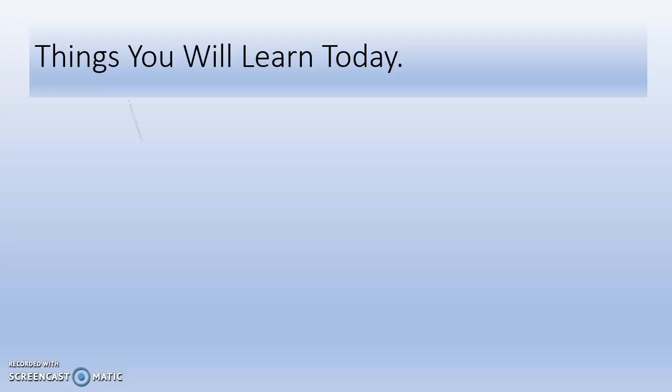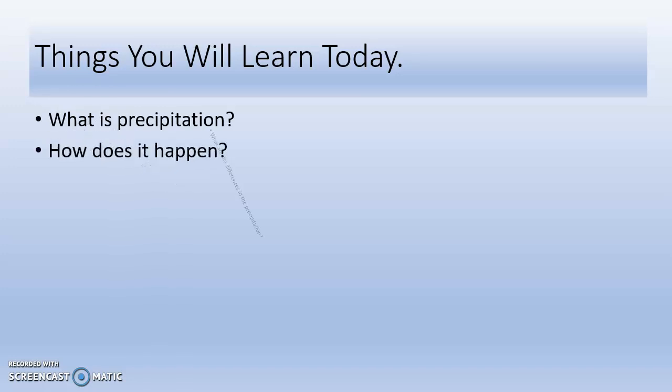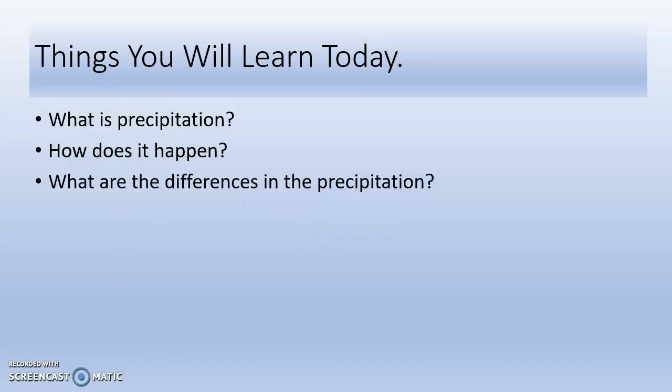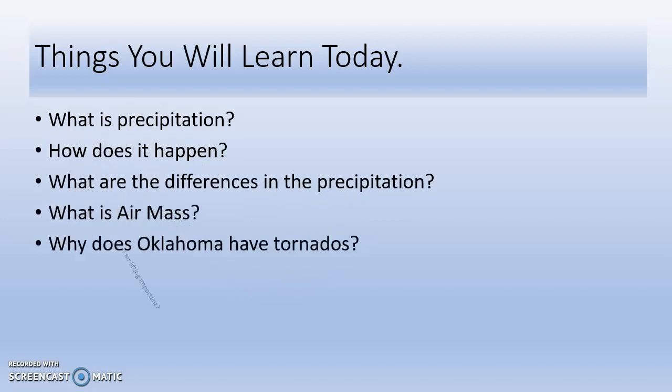The things that I will cover in this video today: what is precipitation, how does it happen, what are the differences in precipitation, what is air mass, why does Oklahoma have tornadoes, and is airlifting important?